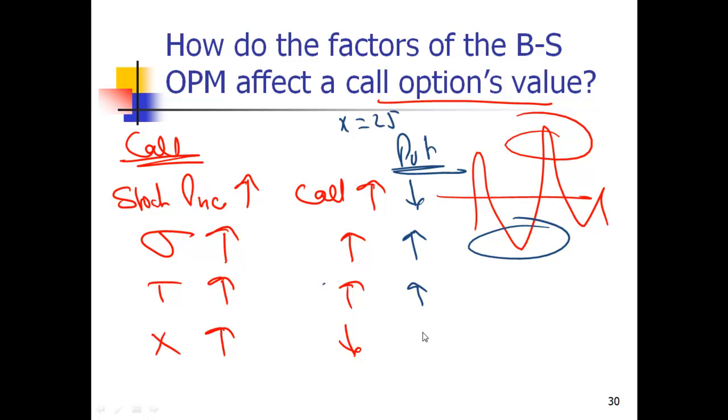For a put option, is it more valuable at a high strike price or a low one? The value of a put option increases when X goes up, because a high X means you have a right to sell at a high price. So if X goes up, the put option is more valuable.